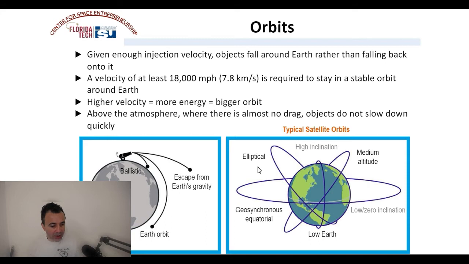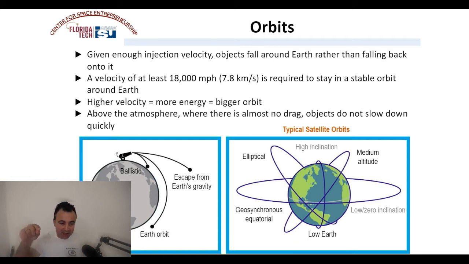Okay, given enough injection velocity, objects fall around the Earth, following that elliptical trajectory. But we do need enough speed around the Earth to stay in a stable orbit, mostly because the Earth's atmosphere expands when it's too hot, okay? Imagine a balloon, when you see the balloon expand when it's too hot. The same thing happens.